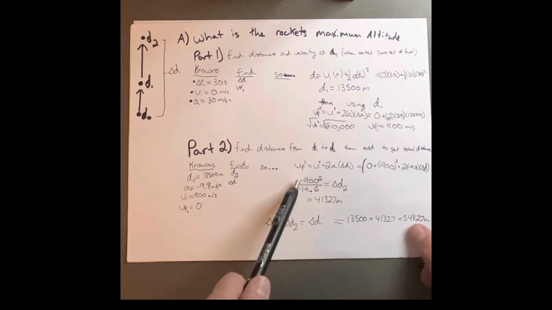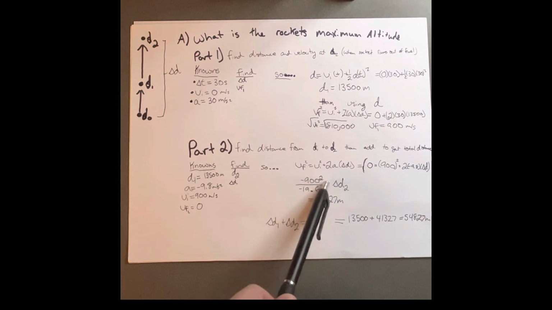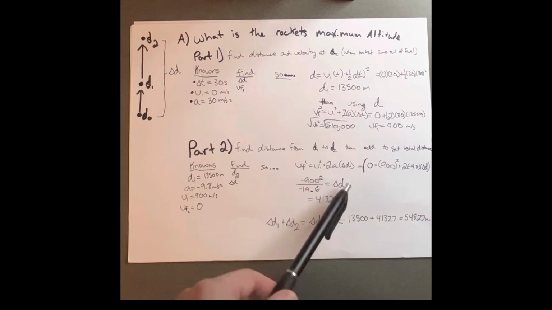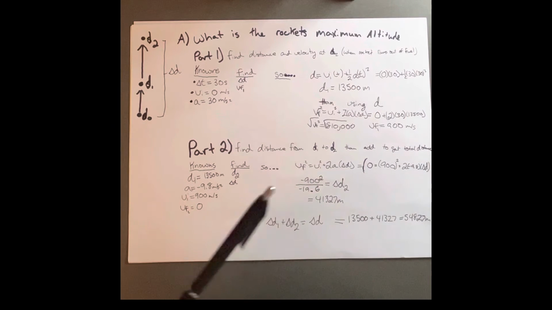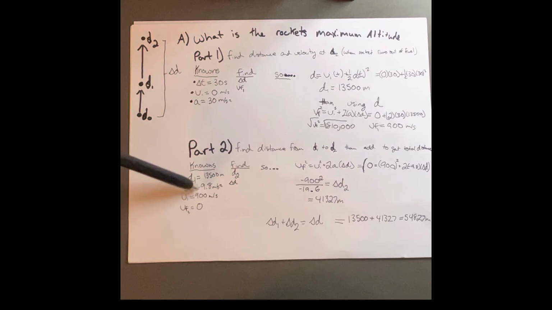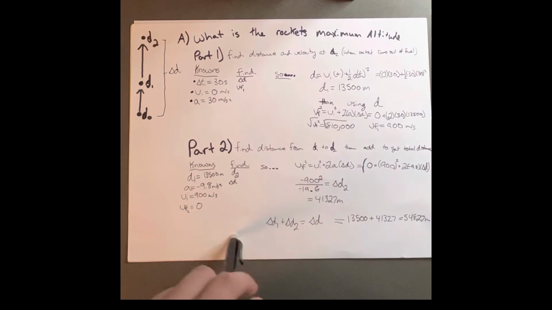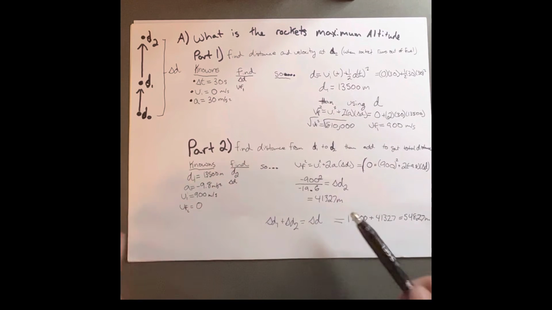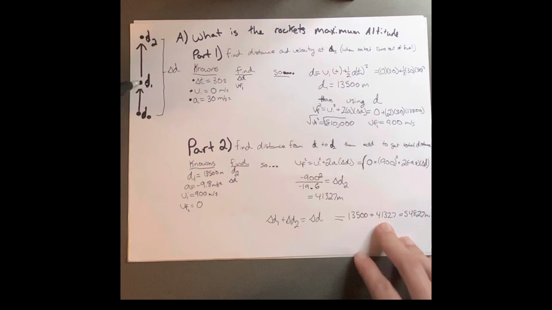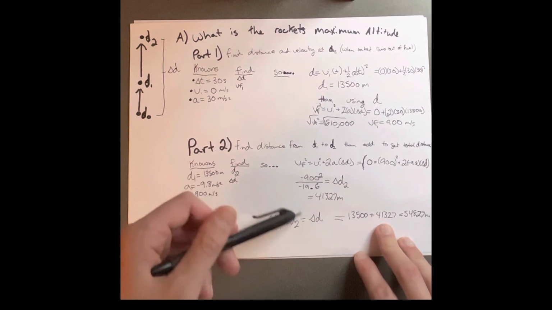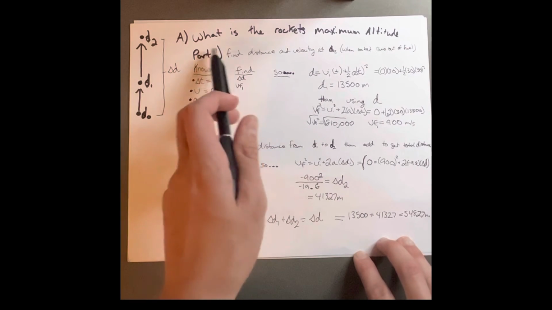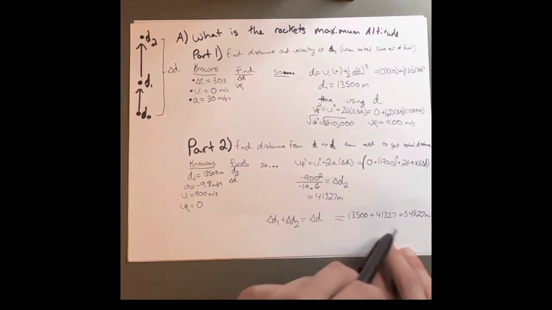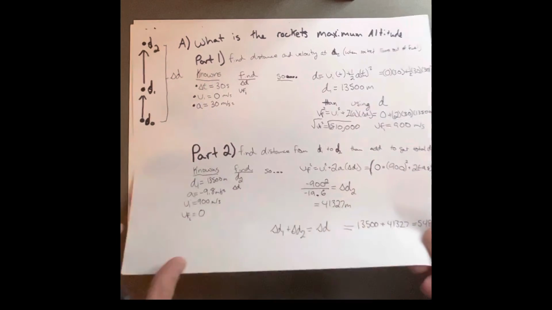So using our kinematic equation, velocity final squared is equal to velocity initial squared plus 2a change in d, which is 0 equals 900 squared plus 2 times negative 9.8 times d, because our acceleration is now going to be gravity, or 9.8 meters per second squared. That comes out to 41,327 for the distance between d1 and d2, and we can just add those together to get our total change in distance, which is the rocket's maximum altitude, 54,827.